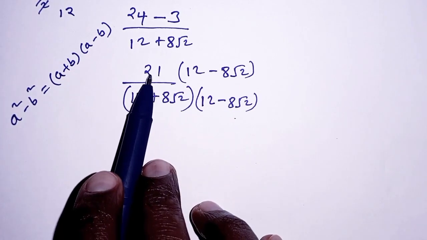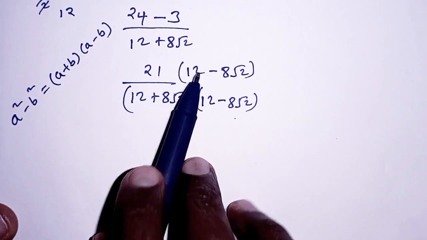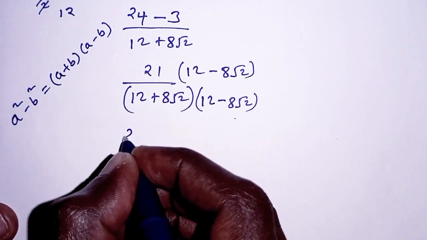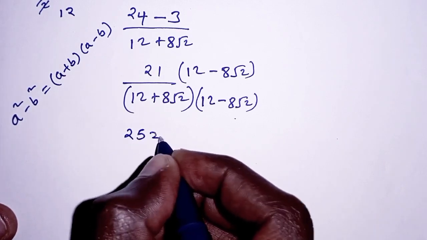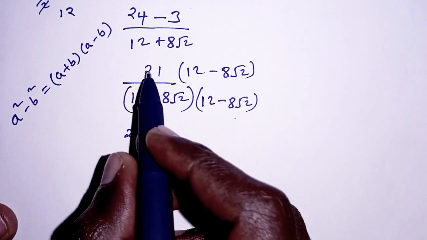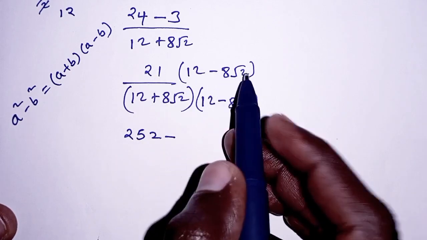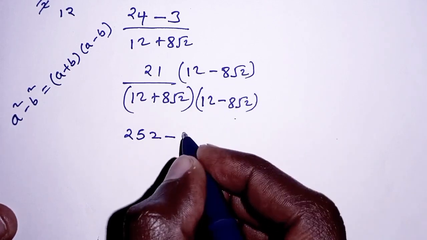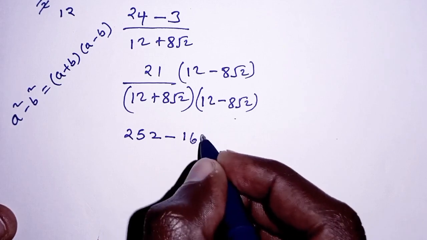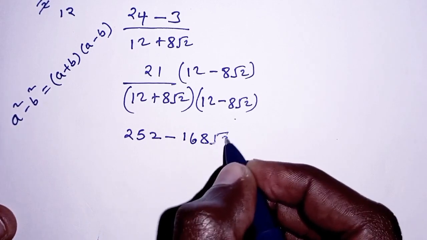So opening the brackets, we'll have 21 by 12. That should give us 252 minus 21 by 8 root 2. That should be 168 root 2.